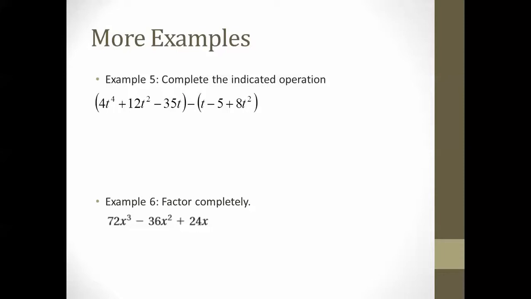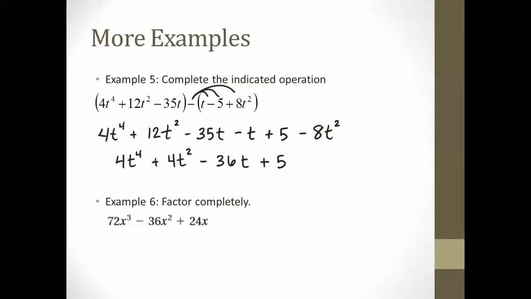Example 5. Looks like we want to subtract a trinomial from a trinomial here. So we want to go ahead and distribute that negative as if it's a negative 1. So we're going to multiply everything in the second set of parentheses by negative 1. That gives me this. 4t to the fourth plus 12t squared minus 35t. That was all in the first set of parentheses. It's fine now to drop the parentheses. And then when you distribute the negative, it's also fine to drop the parentheses. So that's negative t plus 5 minus 8t squared. Notice the sign just changed on those three terms in the second set of parentheses.